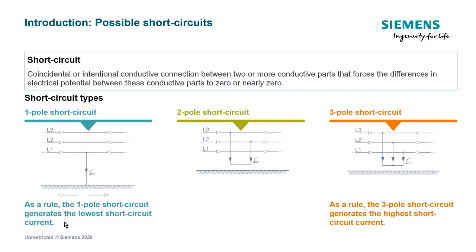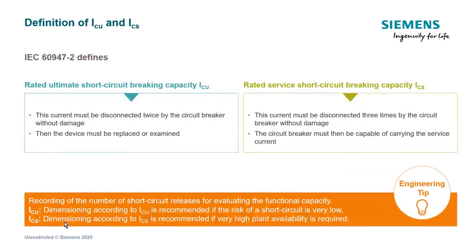What happens with the short circuit capacity and what does this mean? In our electrical installation, there are three types of short circuit: the one pole, the two pole, and the three pole short circuit. As a rule, the one pole short circuit generates the lowest short circuit current, and it's the one that you need to protect in a really fast way, of course depending on the load, as we will discuss later. The three-pole short circuit current, as a rule, is the highest short circuit current that is generated in your circuit.